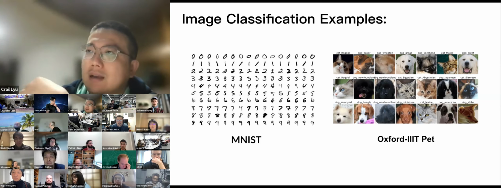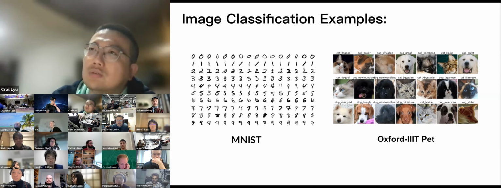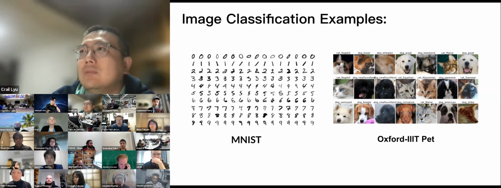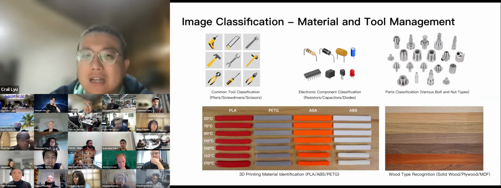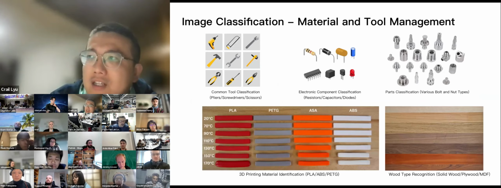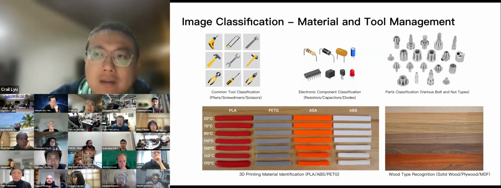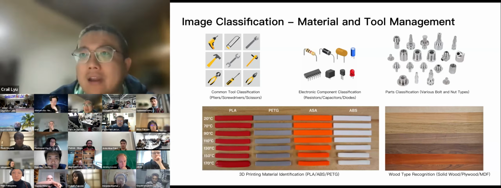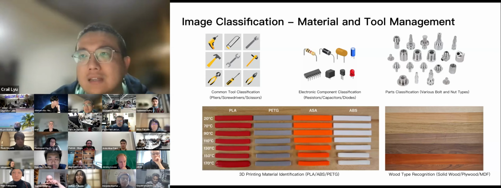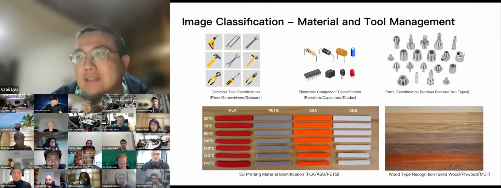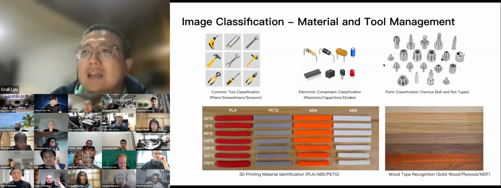But if you want more comprehensive, detailed detection, you need to go to a different model, which is object detection. So how does this work, and why do we use image classification here? From image classification, people can normally use this for material and tool management. For example, in production line areas, people want to use an AI model to do fast classification. Is this a screw, a pepper or a scissor? Is this a resistor, a capacitor or a diode? It's very quick and very fast.